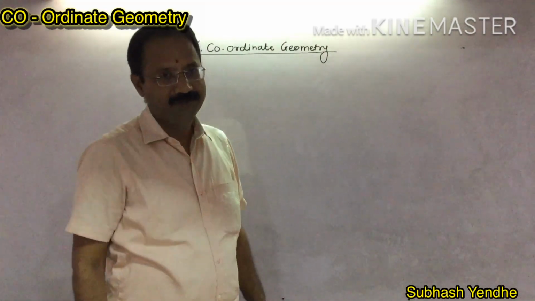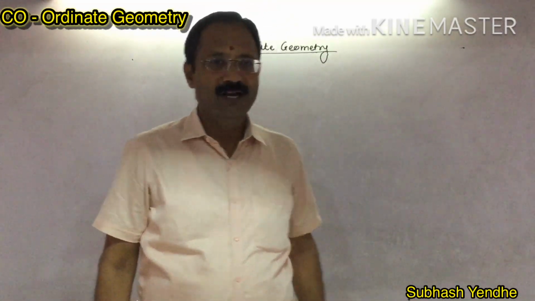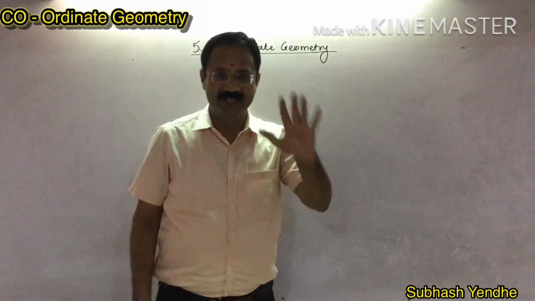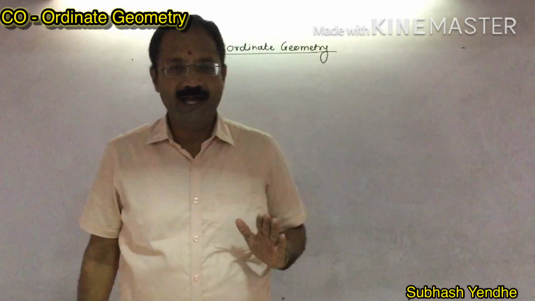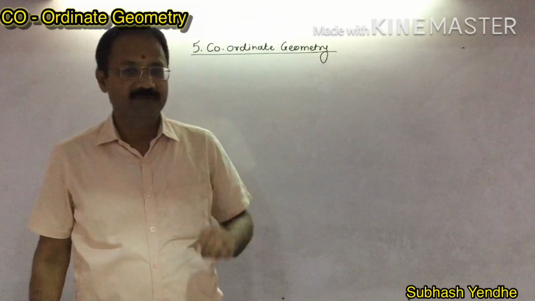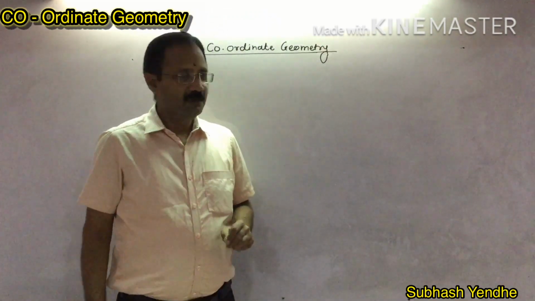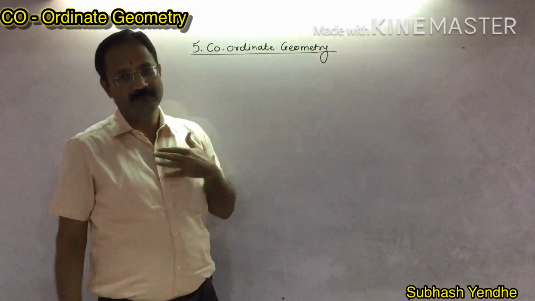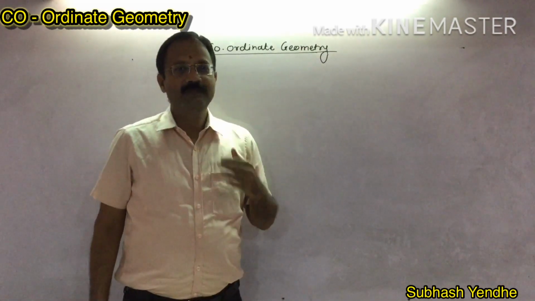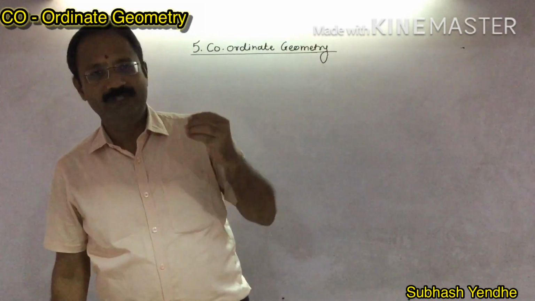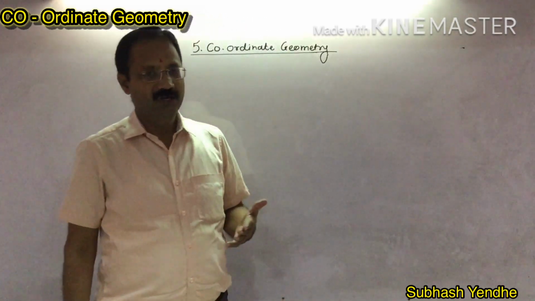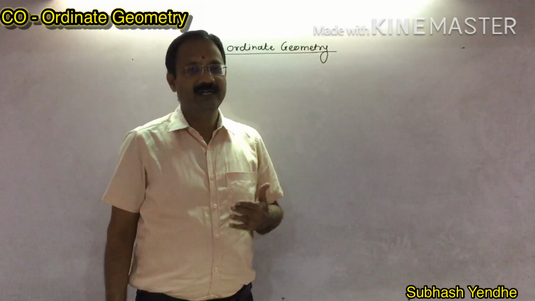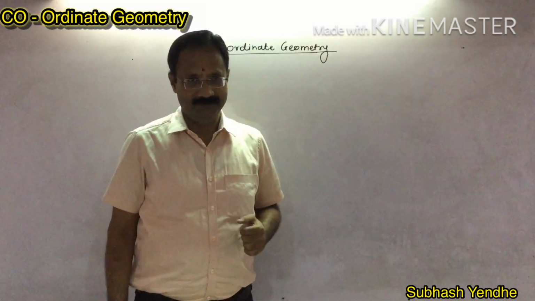Hello students, today we are going to start Geometry's chapter number 5, that is coordinate geometry. It has 7 marks for the board exam. Before starting coordinate geometry, let me tell you some rules about addition, subtraction, division and multiplication. So you will find that this chapter will be easy for you.